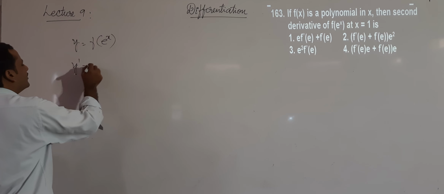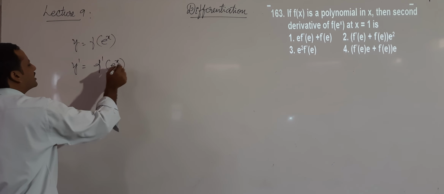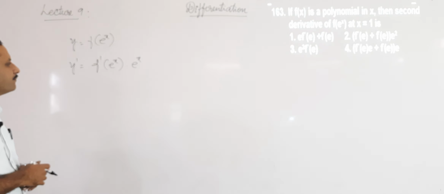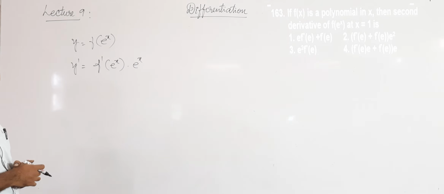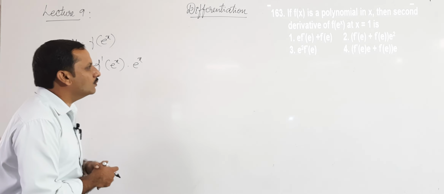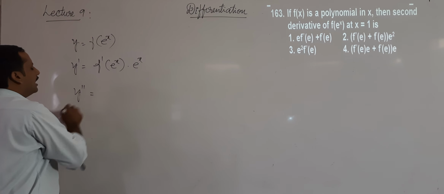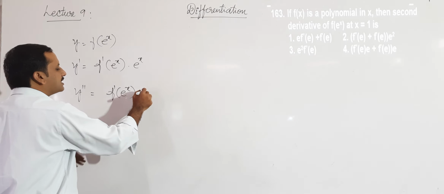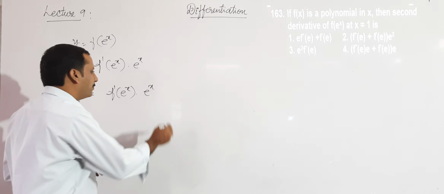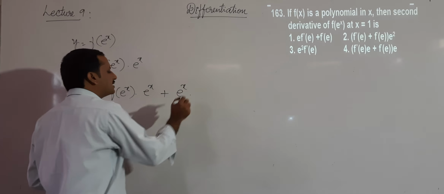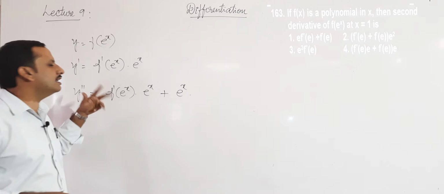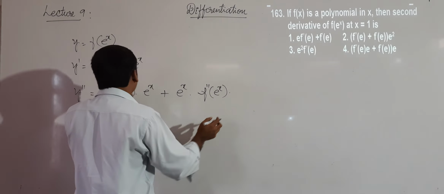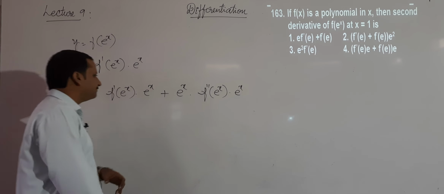Differentiating once, y dash, we get f dash of e power x into the derivative of e power x, which is e power x. Okay, this is y dash. We want the second derivative, so again we differentiate. I'll use the product rule here. First function will remain as it is, into the derivative of the second, that is e power x, plus the second function, which is e power x, into the derivative of the first, f dash of e power x, which is f double dash of e power x into the derivative of e power x, which is e power x.